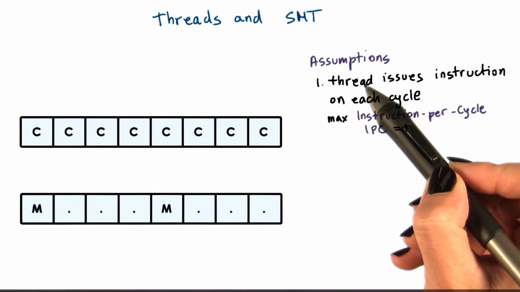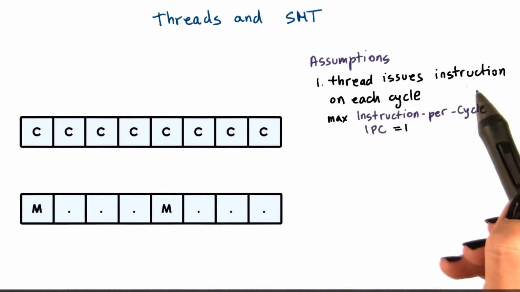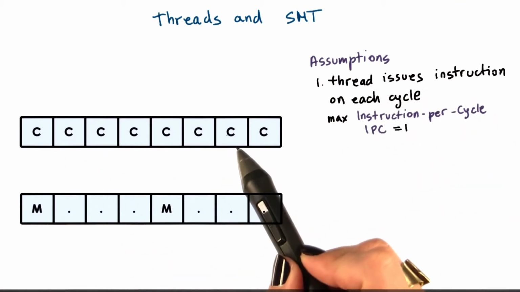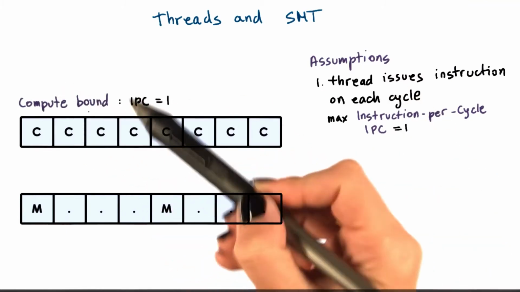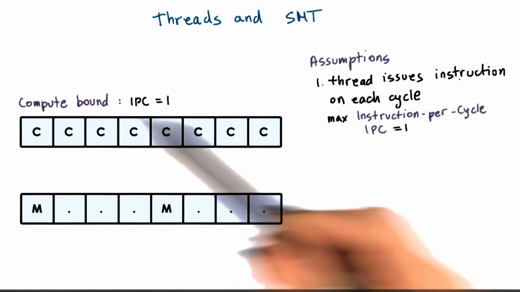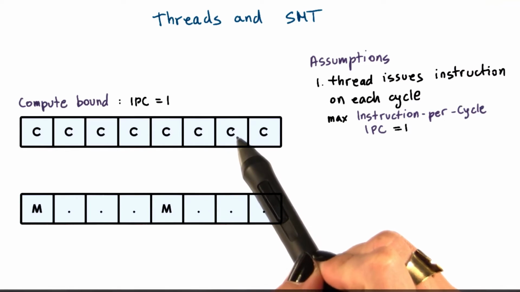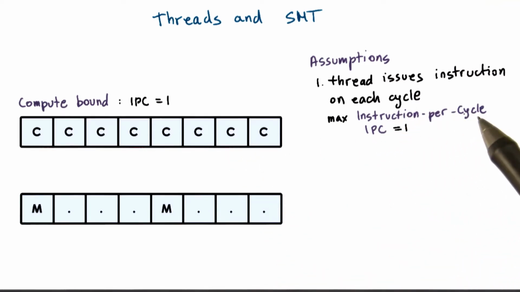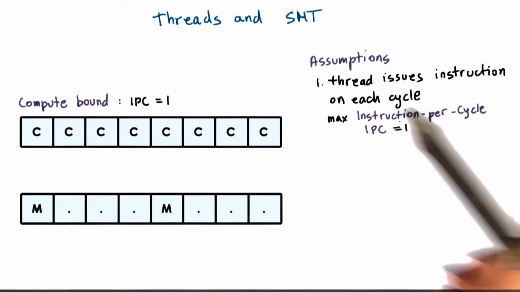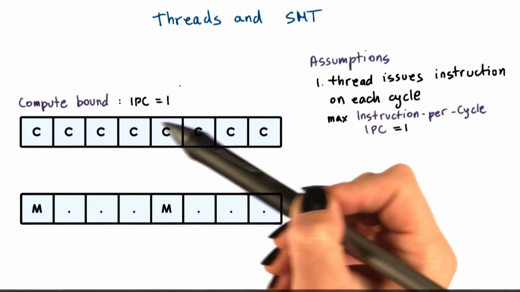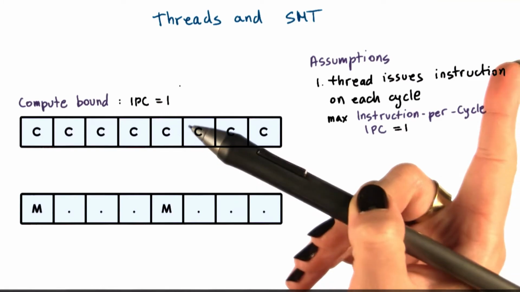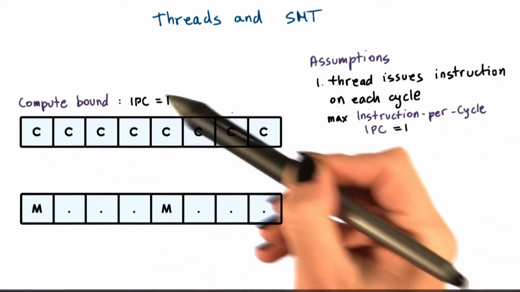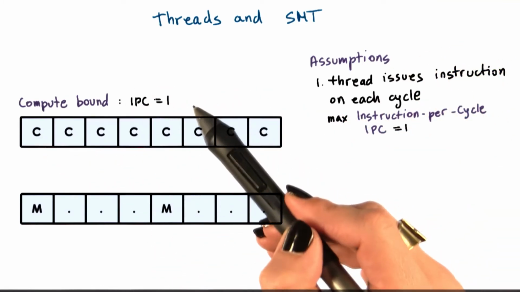The first assumption that we will make is that a thread can issue an instruction on every single cycle. So that means that a CPU-bound thread, a thread that just issues instructions that need to run on the CPU, will be able to achieve a maximum metric in terms of instructions per cycle. And that will be instructions per cycle equal 1. Given that we have just one CPU, we cannot have an IPC that is greater than 1.